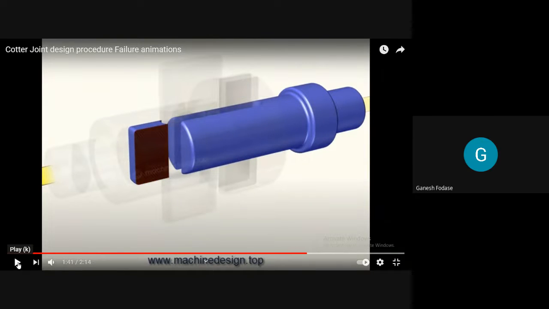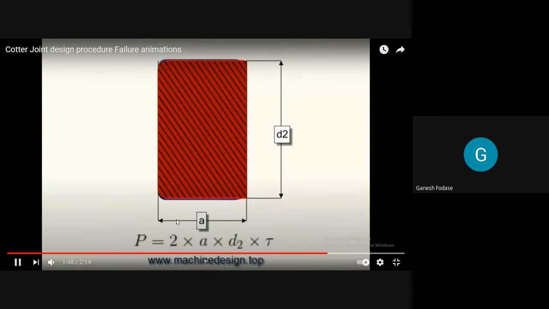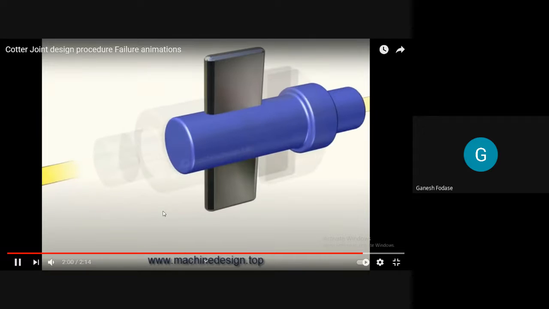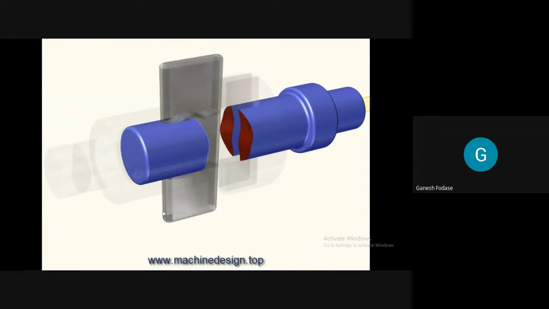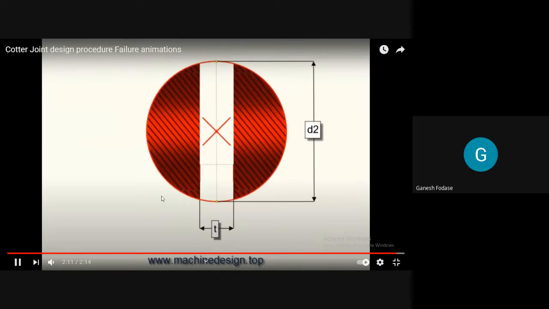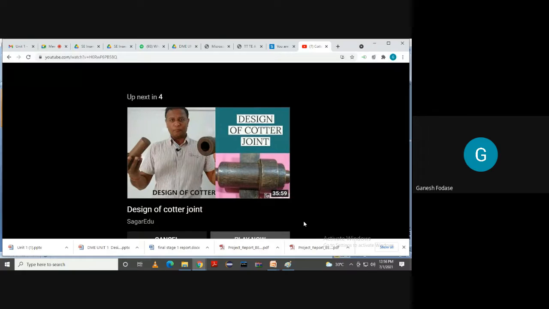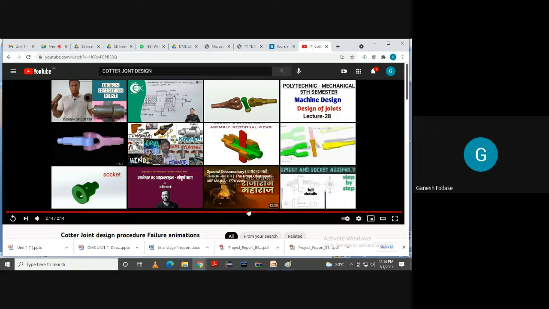Which kind of failure is this one? Shearing failure. Those who do not understand shearing, crushing and tensile should study stress a bit. What is shearing stress, what is crushing stress, what is tensile stress, look at it today, otherwise you will be confused. Yes, this is a shearing failure. Of course, again 2 because on both sides. Now next one. Which failure is this one? Tensile. So likewise, you can see different failures in case of cotter joints.